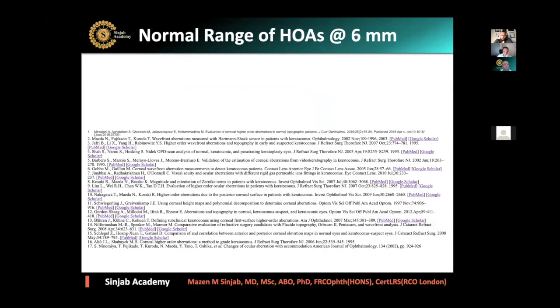Okay. Now, what is the normal range of high order aberrations at 6 millimeter? Because we need to know the cutoff values in order to be able to say this is normal or this is abnormal.